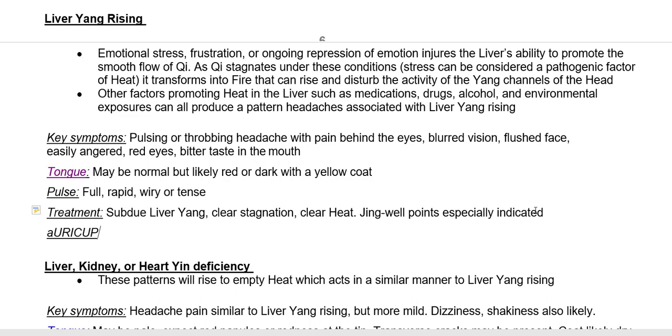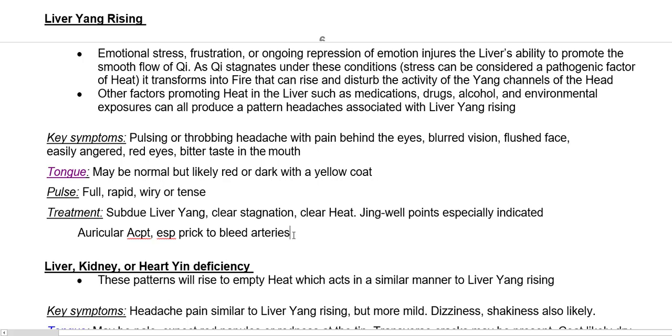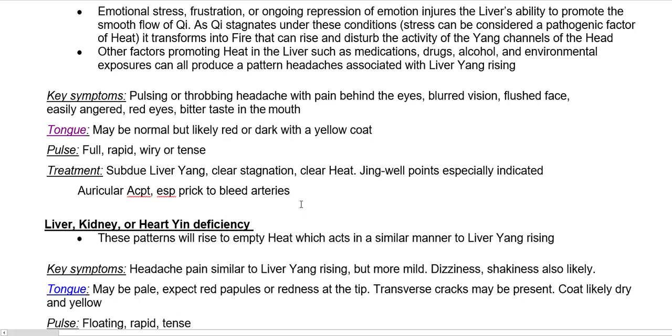So auricular, oh boy, here's all the problems, all the formatting that comes in. Let's see if we can undo that. I don't know if I can. There we go. And let's add auricular acupuncture, especially prick to bleed arteries. You guys are seeing how my typing skills are. I learned how to type on a typewriter, and I didn't do it especially well. I use both hands, but I'm not all that great at typing. True confessions during our video series.